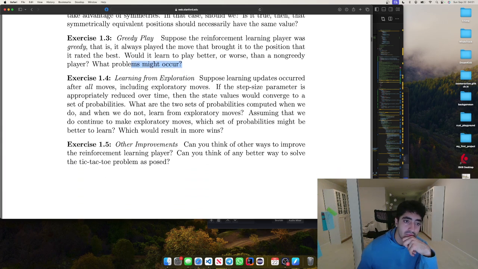Okay. Learning from exploration. Suppose learning updates occurred after all moves, including exploratory moves. If the step size parameter is appropriately reduced over time, then the state values would converge to a set of probabilities. What are the two sets of probabilities computed when we do and we do not learn from exploratory moves? Assuming that we do continue to make exploratory moves, which set of probabilities might be better to learn, which will result in more wins?